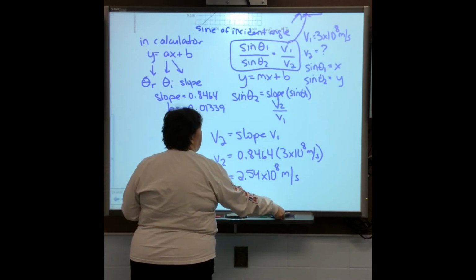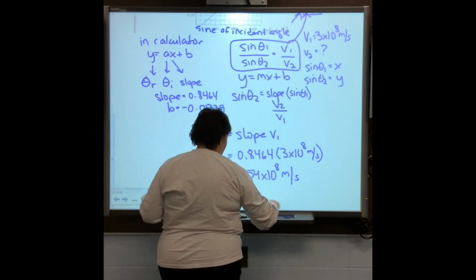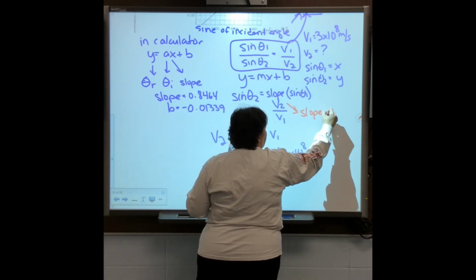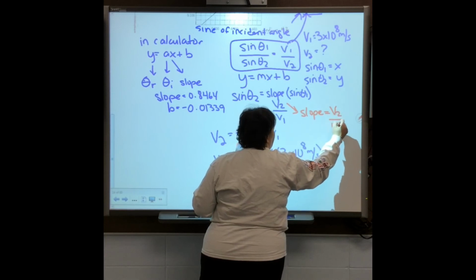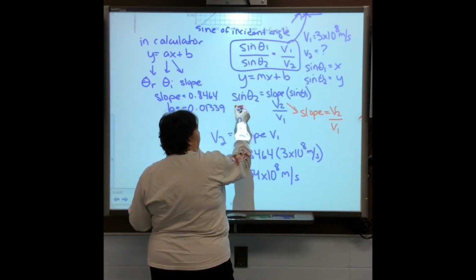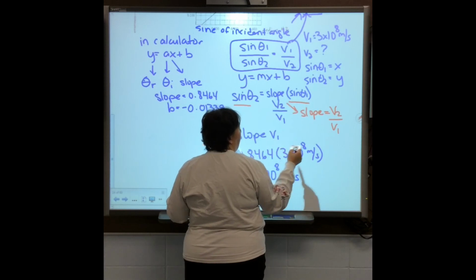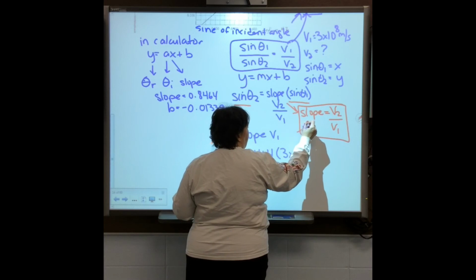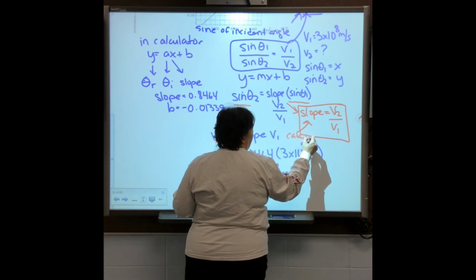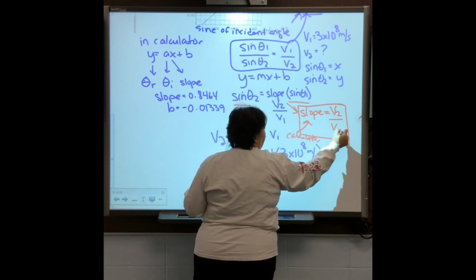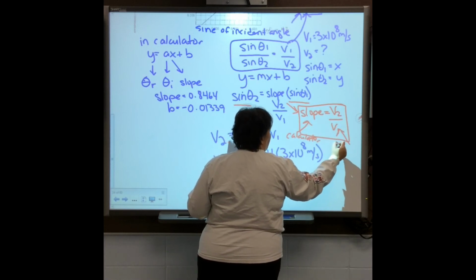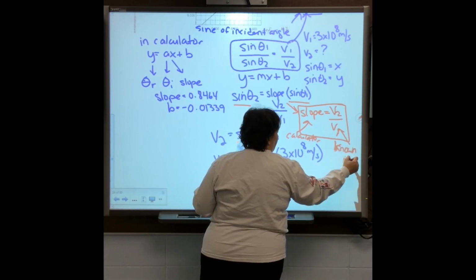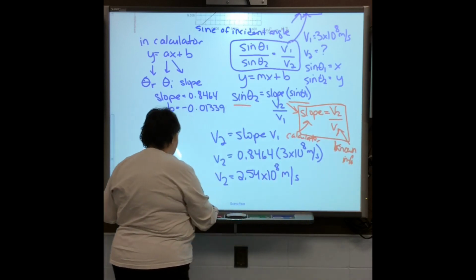Because of this here. Slope, right here. Slope is equal to v2 over v1. So we don't need to look at sine theta 2 or sine theta 1. We just can look at this here. We get this from the calculator and this from the known information. All right?